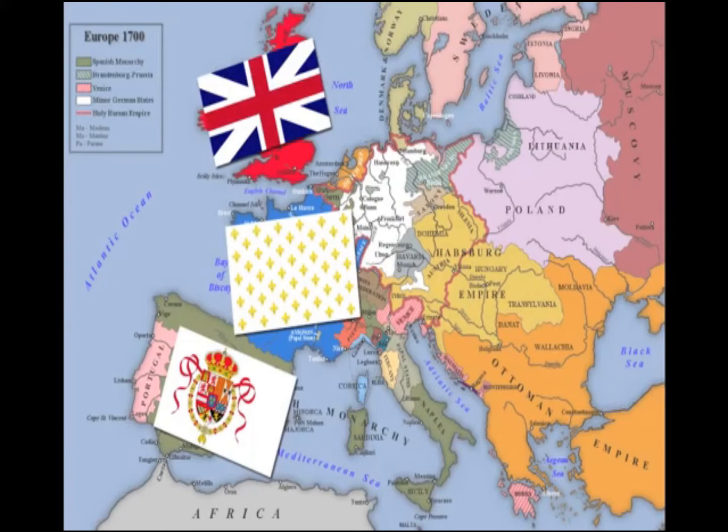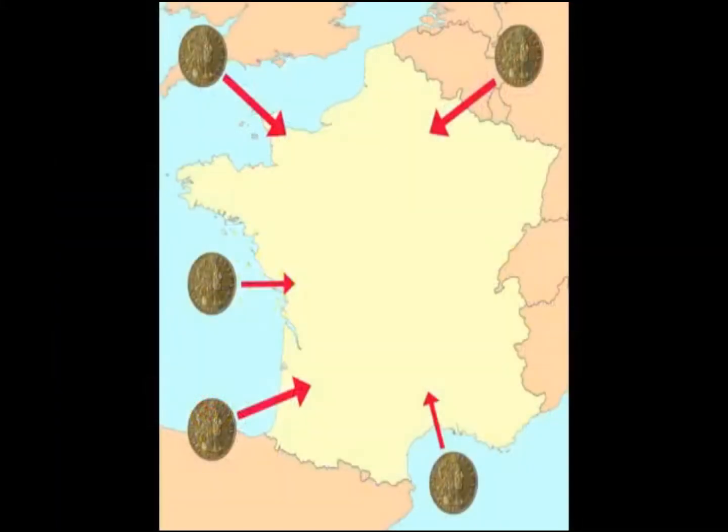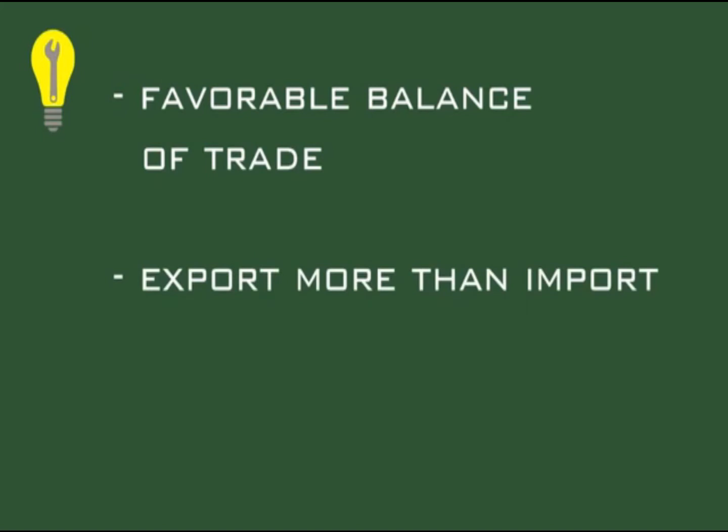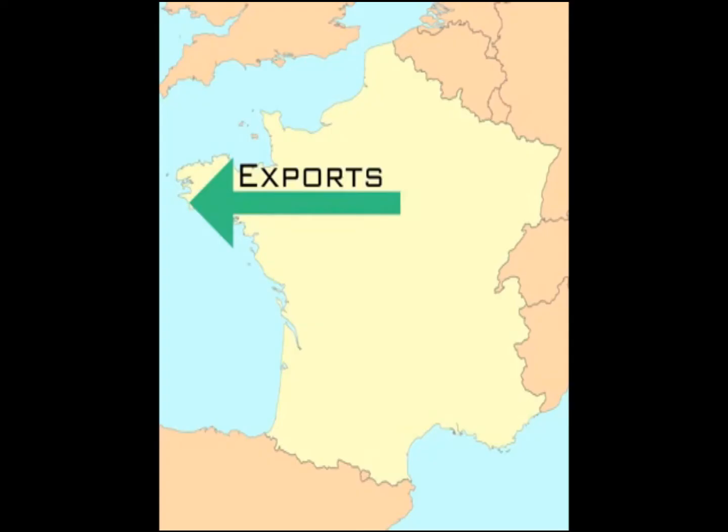The main idea of mercantilism is that a country wants to increase its wealth by accumulating as much gold and silver as it can. To do this, a country must have a favorable balance of trade, meaning they are exporting more than they import. Remember, exports are goods that are sent to other countries to be sold, while imports are goods brought into a country to be sold. So if a country can export more than it can import, it is essentially making a profit.